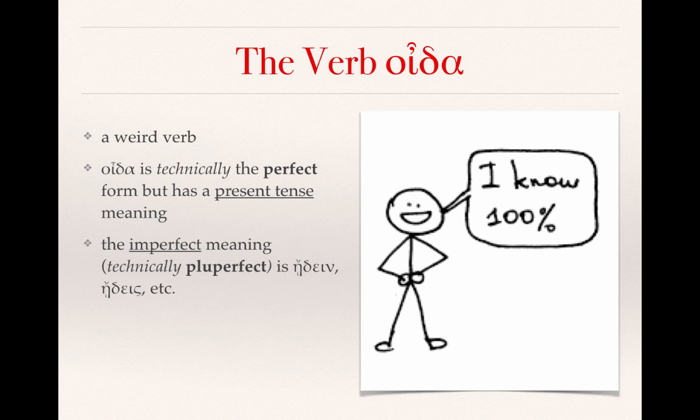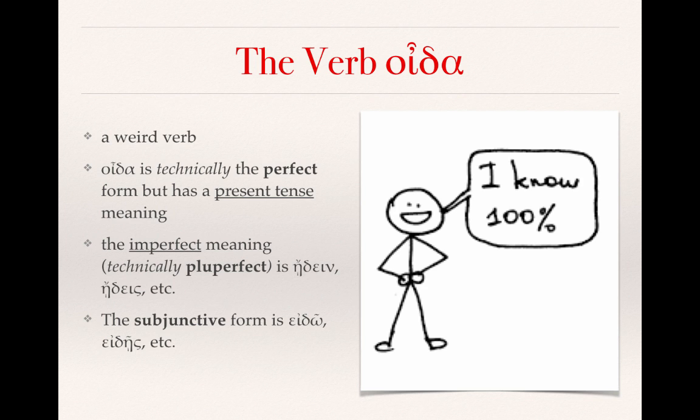The imperfect meaning, when we're talking about a progressive event in the past, is actually technically the pluperfect form. And it's ēdein, ēdeis, and so forth. And we would translate this as I was knowing, or something like that. And then the subjunctive forms are eidō, eidēs, and so forth.